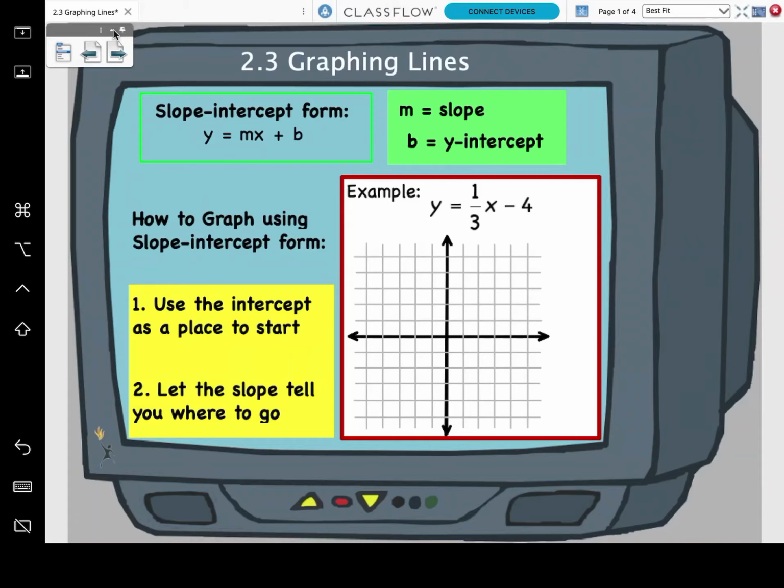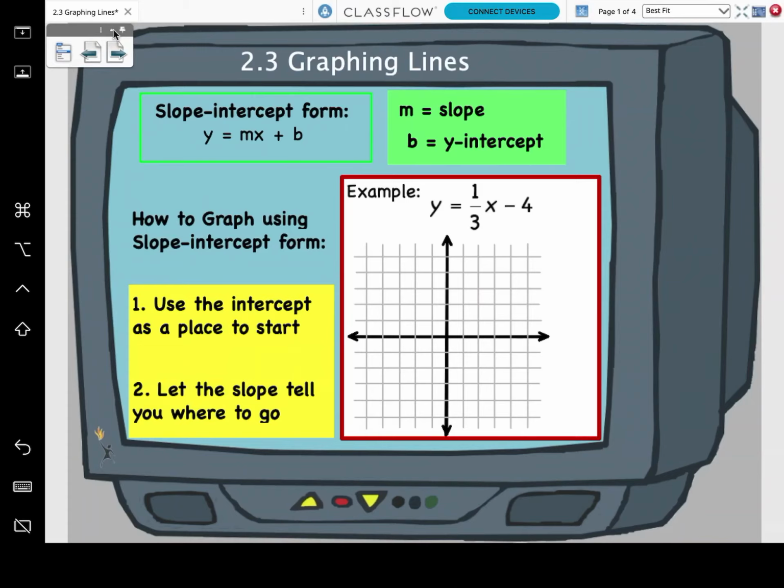Okay, in 2.3 we are going to talk about graphing lines, and these are things that, again, you've done in Algebra 1, but it's worth reviewing now that we're in Algebra 2 since Algebra 1 was a few years ago. Some of your classes talked about graphing lines in slope-intercept form the other day when we were after 2.2, but some of you did not, so it's worth talking about.